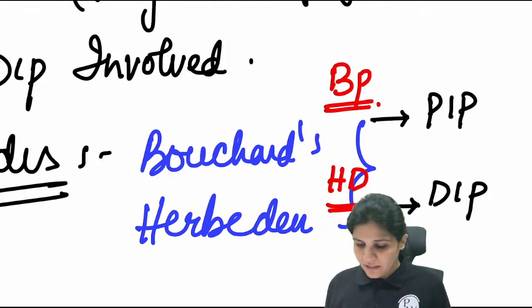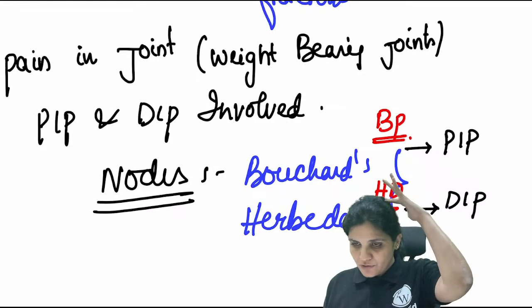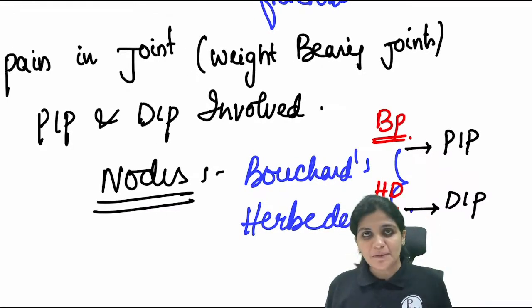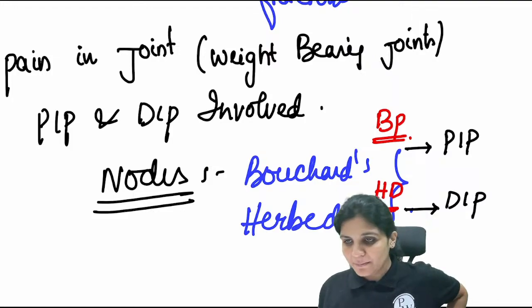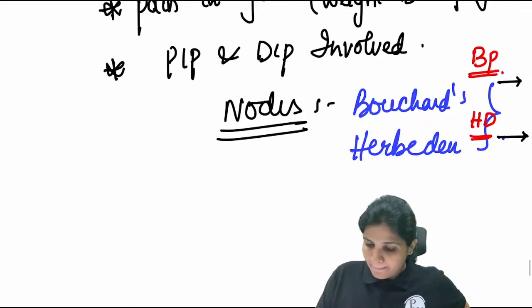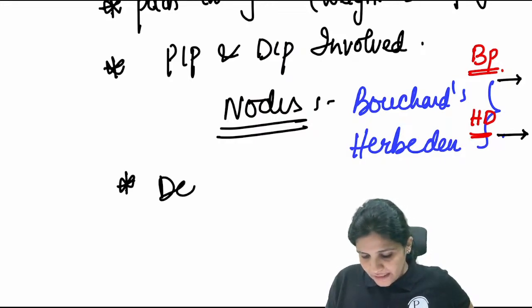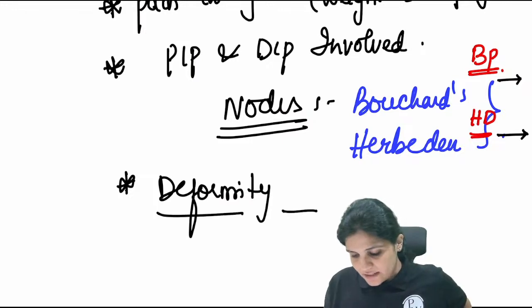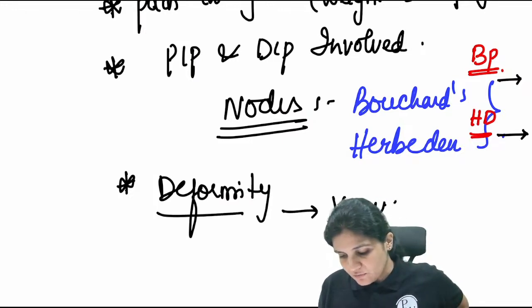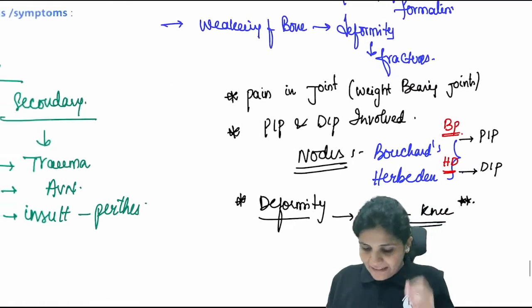Kalai has a different way, below and above. H is high, Bouchards is below. Okay, for me it was BP and HD. Bouchards is PIP, Herbidens is DIP. Okay, so these are the nodes which can be seen. And then usually they present with this deformity. That is about that. And then symptoms.